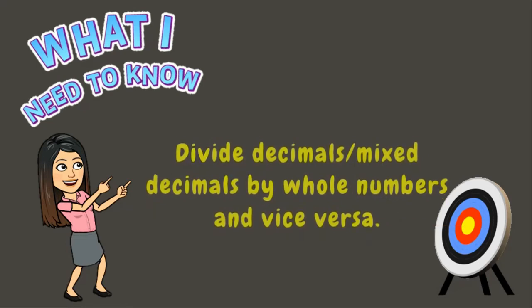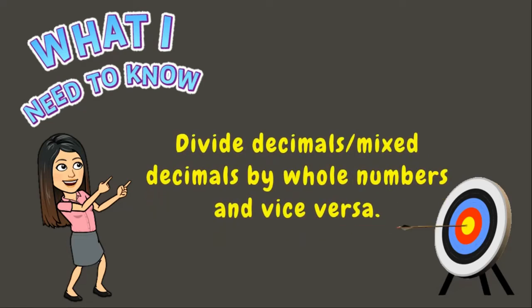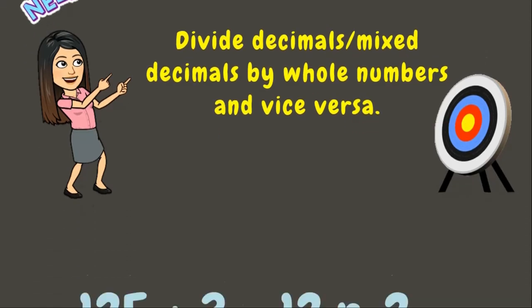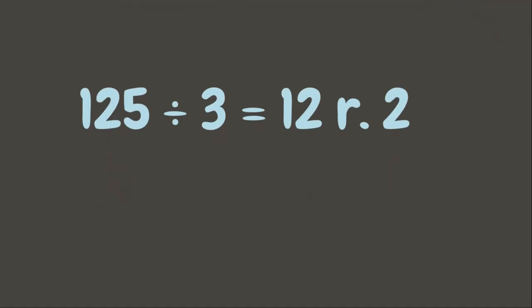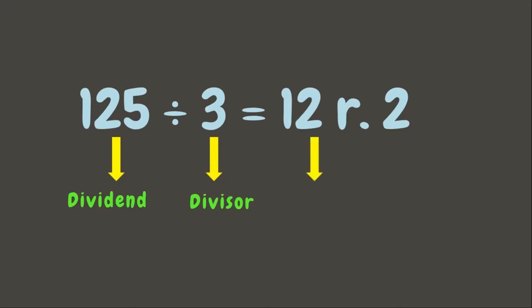Today, you will learn how to divide decimals or mixed decimals by whole numbers and vice versa. Let us start. First, let's have a quick review on the parts of division. The first number, or the number being divided, is called the dividend. The second number, or the number that divides the dividend, is called the divisor. The answer is called the quotient. And there is the remainder.